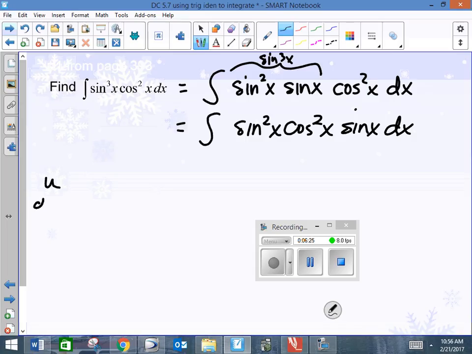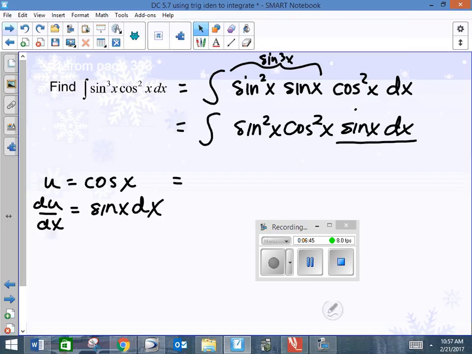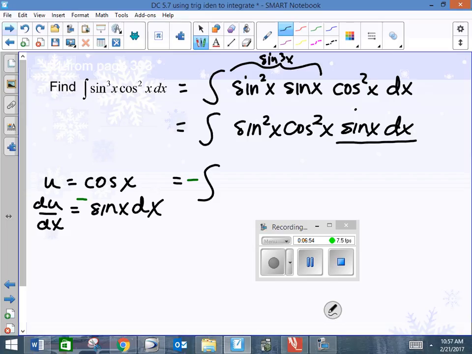So if that's in my du, what's going to be my u more than likely? Cosine. Very good. Okay. Sine of x dx will be taken care of right there. All right, so I'm still going to have, okay, that's not a problem, right? But thank you, Megan, good work. All right, I have my u squared right here. The derivative of cosine is negative sine. All right. This is du, correct?